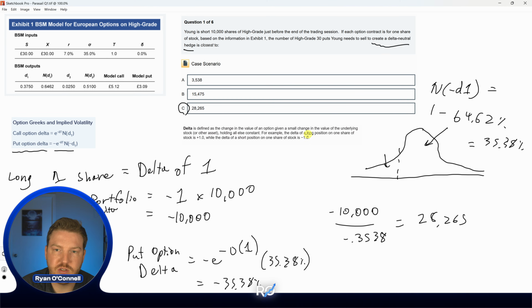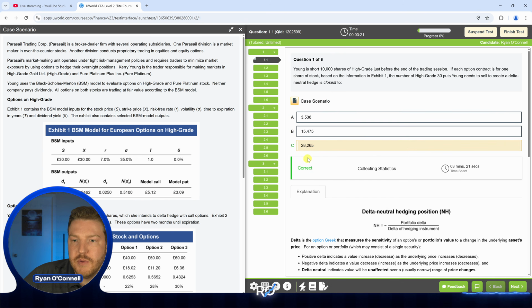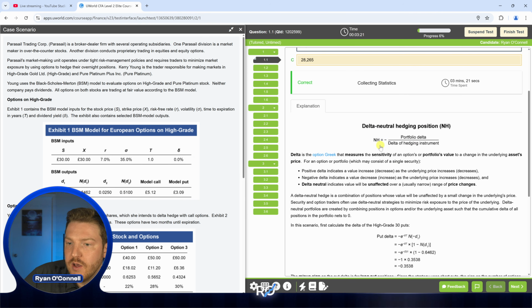For example, the delta of a long position on one share of stock is +1, while the delta of a short position on one share of stock is -1. So let's go back over to our test software and hit C and hit submit and see that we got it right. And we'll be provided with essentially just a little answer about this problem.